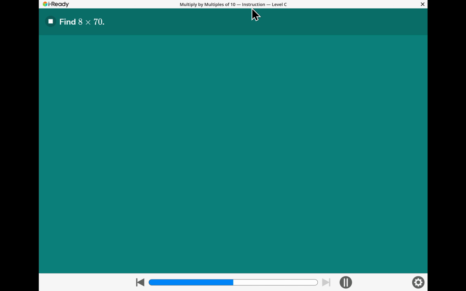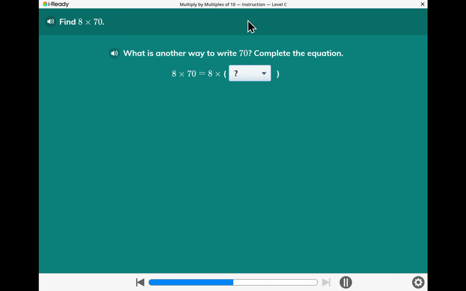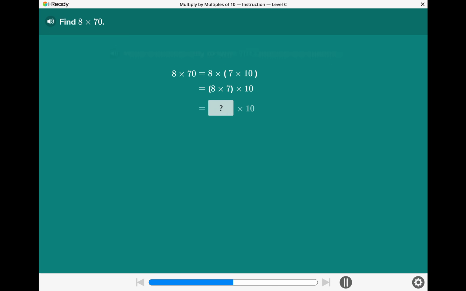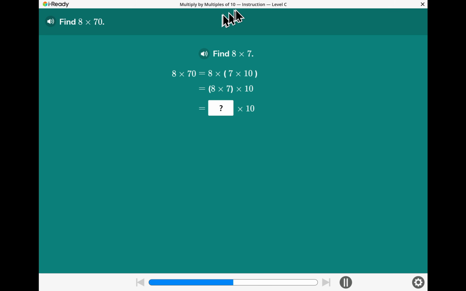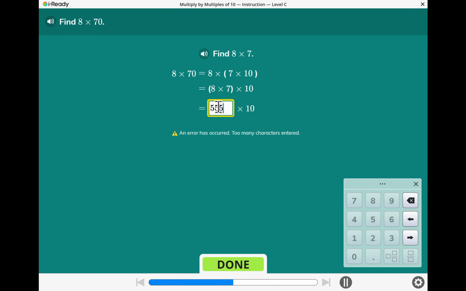Find 8 times 70. 70 is a multiple of 10. What is another way to write 70? Complete the equation. Let's group the factors to multiply. So we group the factors. Find 8 times 7. Everybody knows 8 times 7 equals 56.